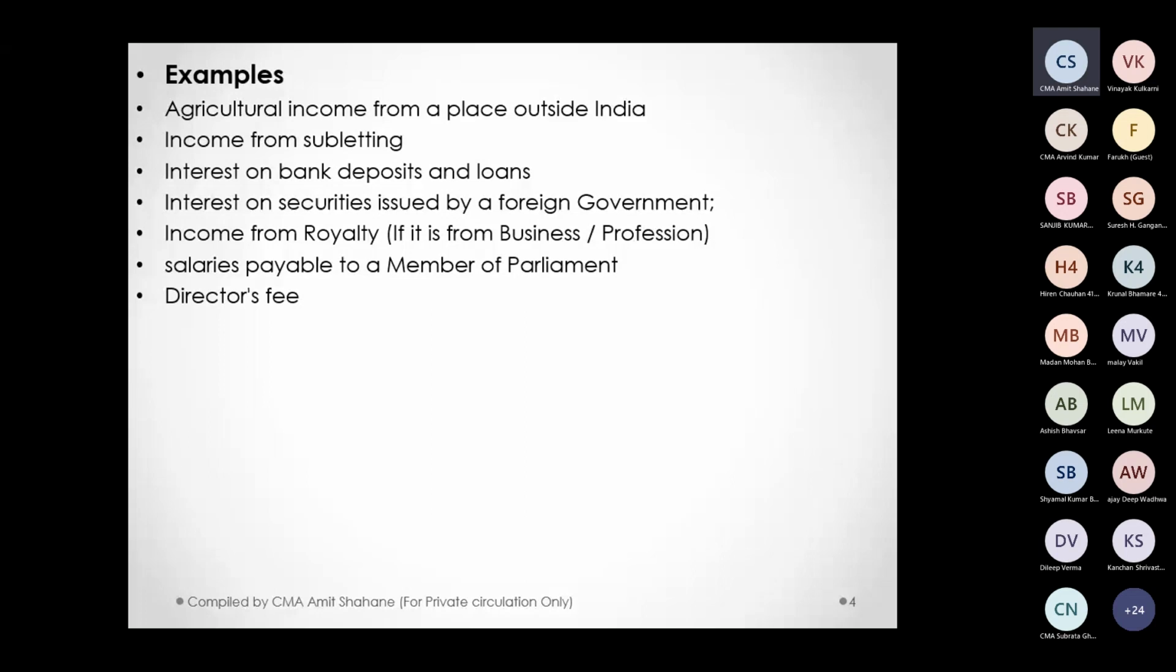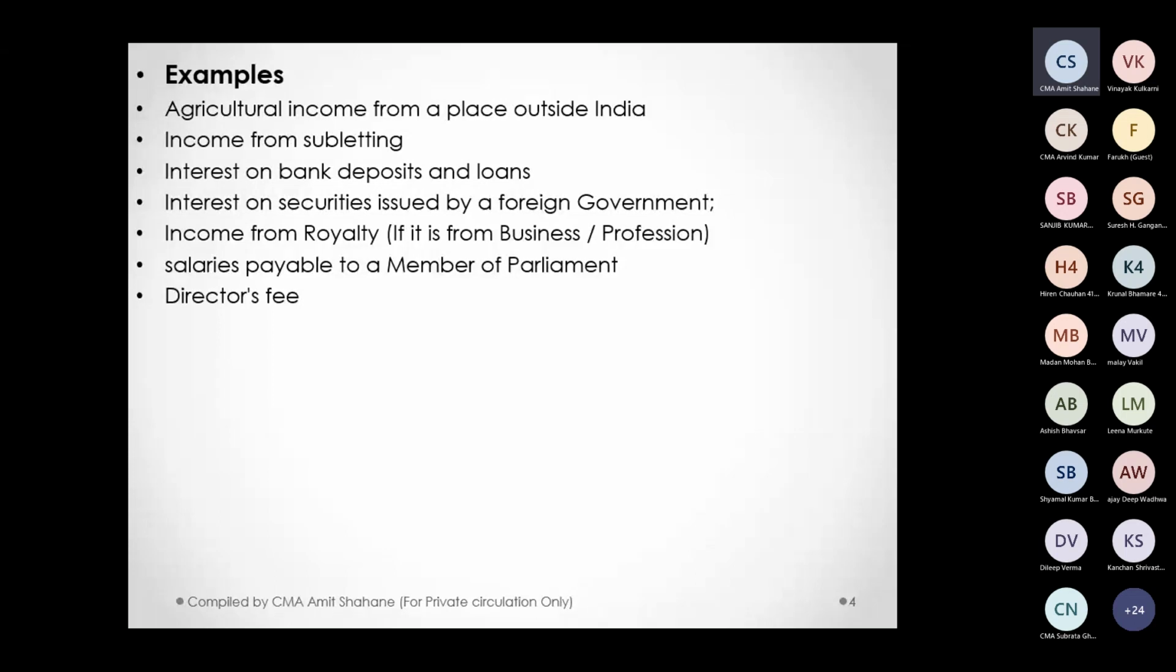Right? Similarly, whatever fees you pay to the directors. Even if a particular director is an executive director or non-executive director, whatever director fees you pay are chargeable under the head income from other sources. For example, a few companies pay sitting fees to the directors. That sitting fees will be chargeable under the head income from other sources.